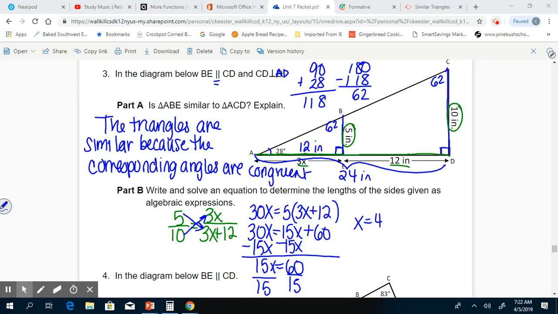So the next one is similar to that. You're going to try it on your own and answer the questions and go formative, and I'll be around to help you out.